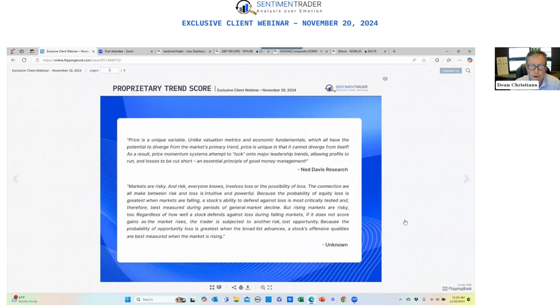Price is a unique variable. Unlike valuation metrics and economic fundamentals, which all have the potential to diverge from the market's primary trend, price is unique in that it cannot diverge from itself. As a result, price momentum systems attempt to lock onto major leadership trends, allowing profits to run and losses to be cut short, an essential principle of good money management. That summarizes trend following and relative trend following really well.